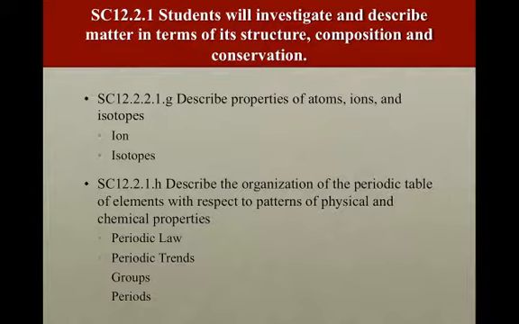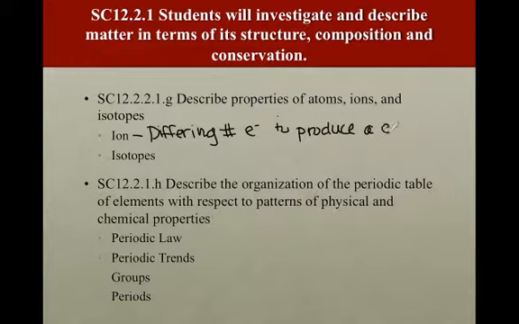Okay, properties of atoms, ions, and isotopes. Ions, what are ions? They can have a negative or positive charge because they have differing numbers of electrons, right? I'm going to say to produce charge. Excuse me, like a cation or anion. Isotopes have differing numbers of what? No? If I change the number of protons, I don't have the same element anymore.